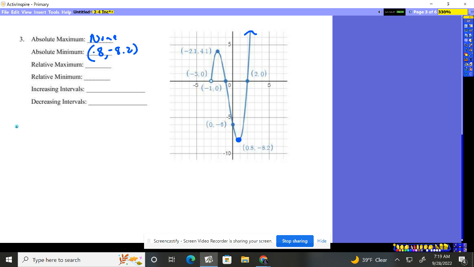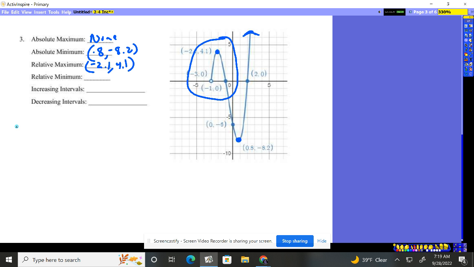Is there a point? Well, we can see it goes up forever, but within this section right here, we can see it sort of goes up and then back down. There is one there, right here. That is a relative maximum, and that was -2.1, 4.1. That was, relatively within that local area, the highest point.